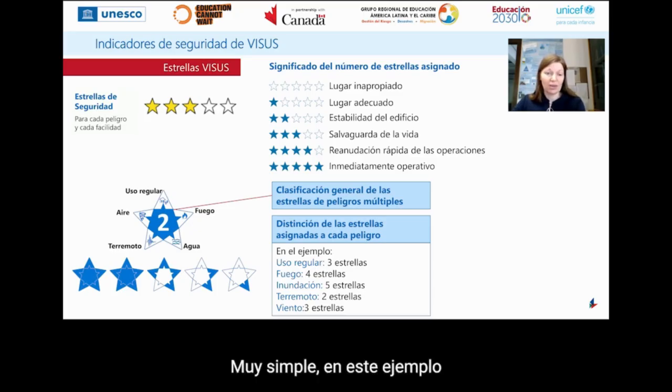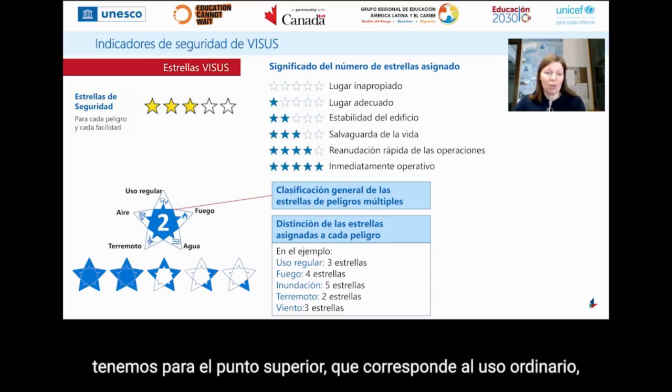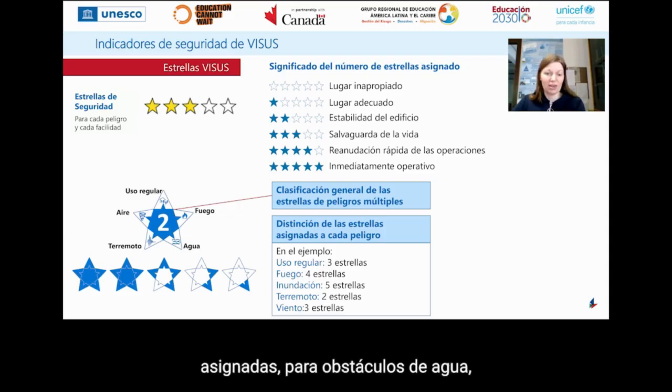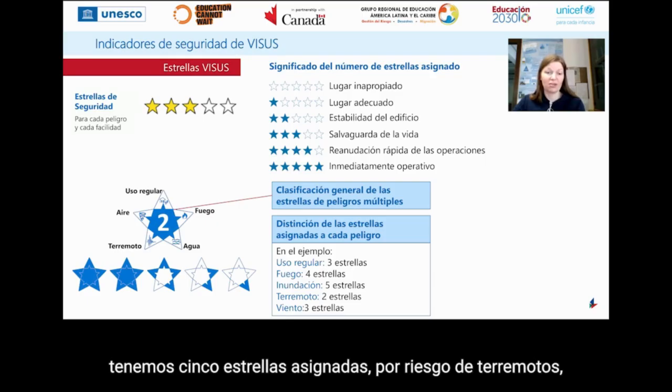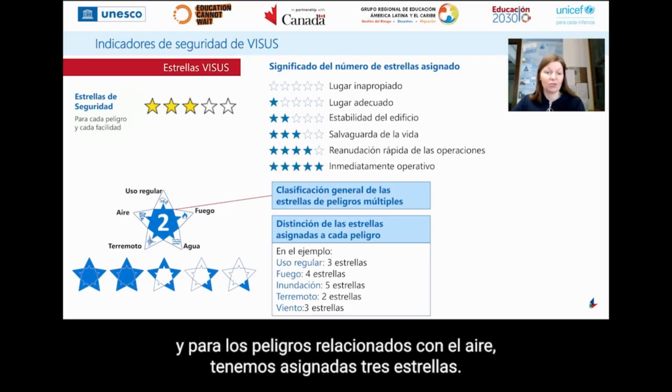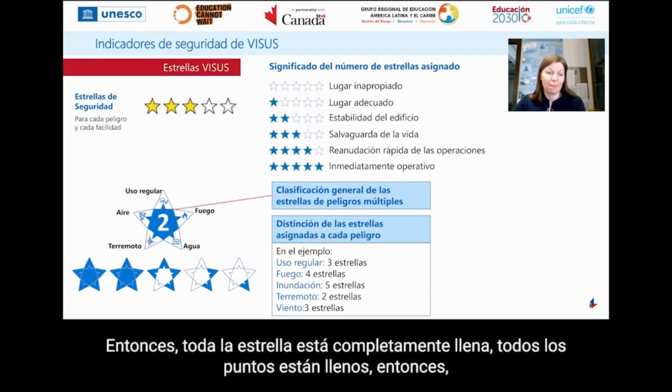Very simply, in this example, for the above ray that corresponds to the ordinary use, we have 1, 2, 3 stars assigned for that school complex. For fire hazard, we have 4 stars assigned. For water hazard, we have 5 stars assigned. For earthquake hazard, we have only 2 stars assigned, and for air-related hazard, we have 3 stars assigned.